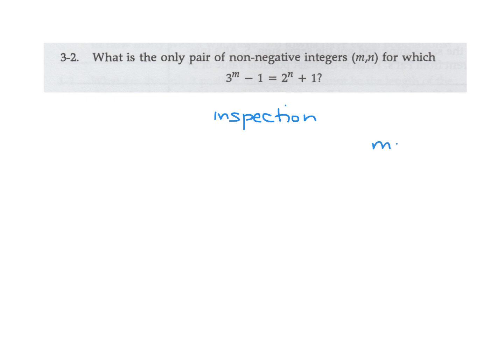If m is 0, let's see what we get. We get 3 to the power of 0 minus 1 is 2 to the power of n plus 1. That's 1 minus 1, 0, equals 2 to the n plus 1. Okay, so this falls apart because this can never be negative 1 since these are non-negative.